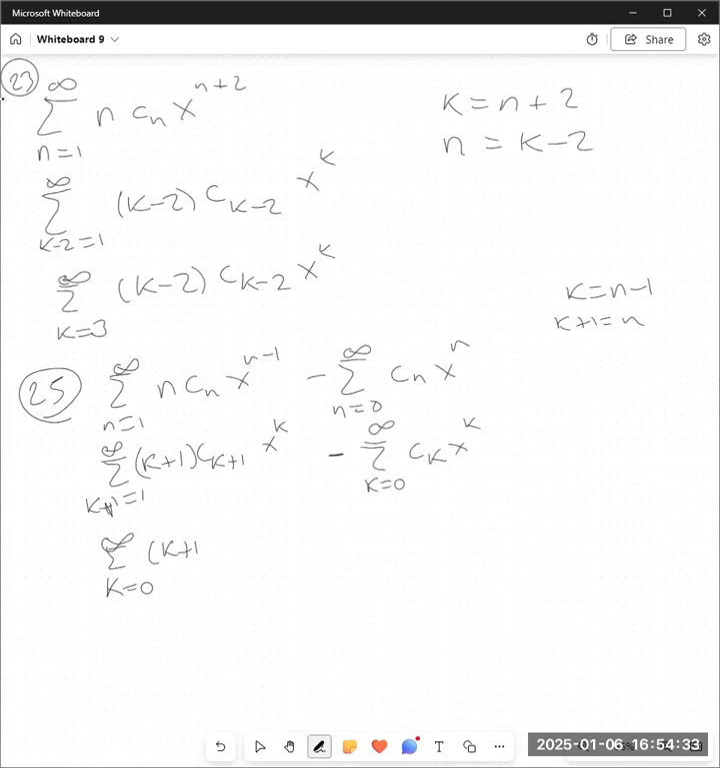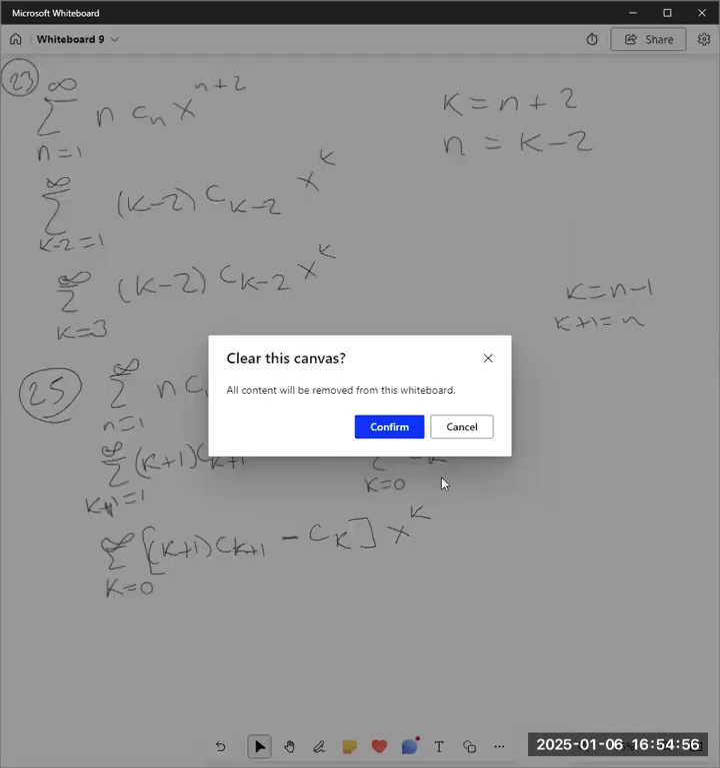k plus 1, c to the k plus 1, minus c sub k, x to the k, like that. Moving along to the next problem.